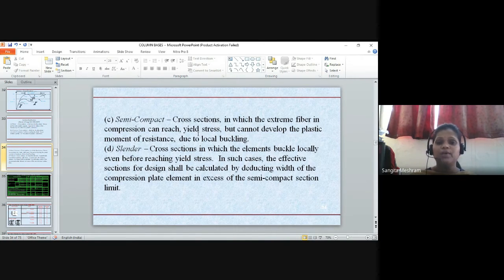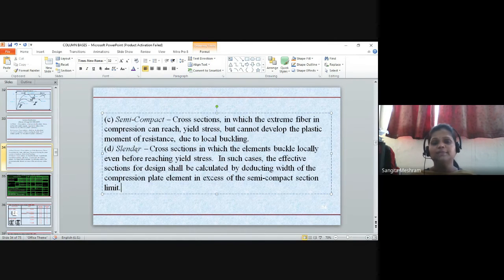Okay, yield point per yield stress it can reach but cannot develop the plastic moment of resistance. And slender elements buckle locally even before reaching the yield stress, and in such cases the effective section for design shall be calculated. Slender members, like your column, this is a slender member. Okay, so in which the elements buckle locally even before reaching the yield stress value.